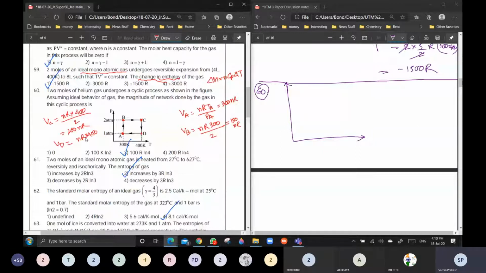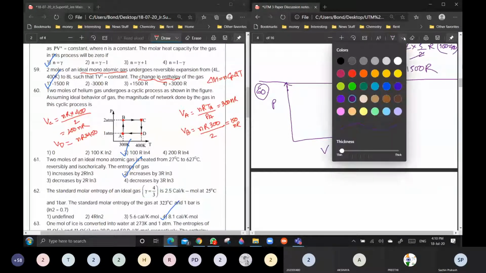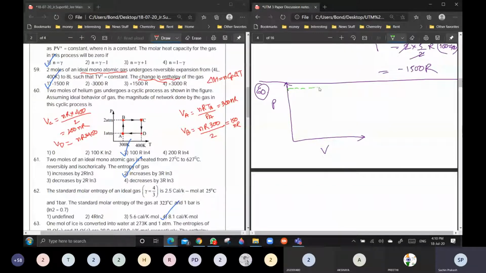Okay. Now how to draw this? You see, if I'm drawing a PV diagram, then I can draw these 2 lines. Let me just change the color. Suppose this is the color I'm taking. Suppose this is like 2 atm and this is like 1 atm. Okay. Now let us say that I am drawing this diagram.